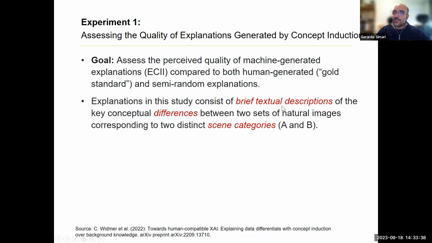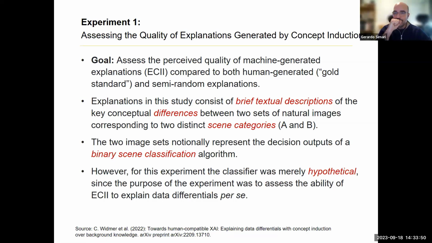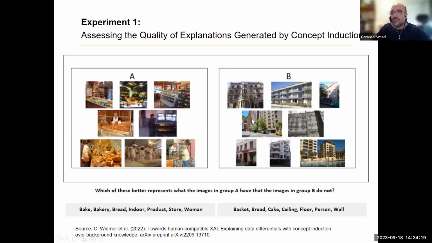The explanations themselves consist of brief textual explanations of conceptual differences between two sets of images corresponding to categories. We'll see an example in a bit. So they have category A and category B. In this first experiment, the two image sets, even though they represent the decision outputs of a binary scene classification algorithm, it's only hypothetical, because in this case they're only trying to assess the ability of the algorithm to explain data differentials per se. So they're setting it up as if it were a scene classification output, but it's actually not. So this is what it looks like.